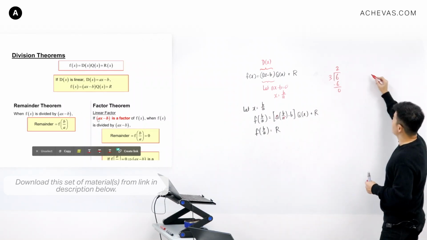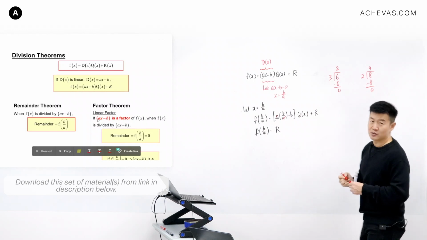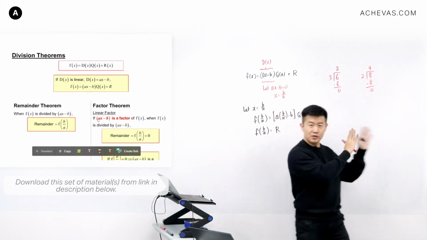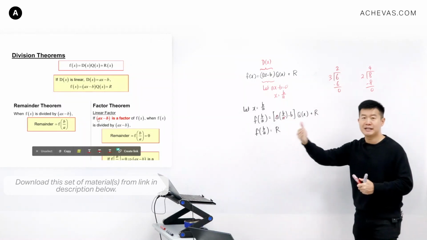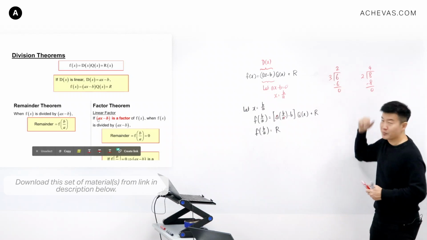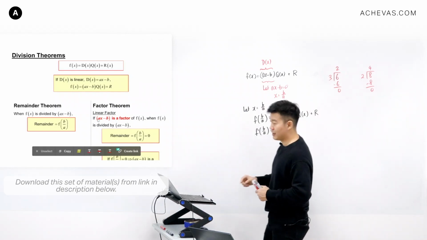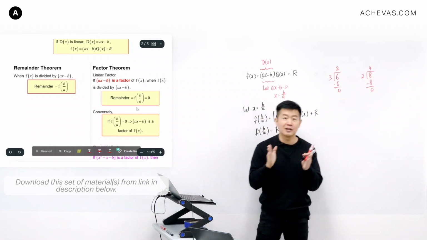Let me give you another scenario. Let's say I have 8 divided by 2. So we have a 4, then this will be 8 minus 8, which is 0. So what is in common between these two? The remainder will be 0, which means that if we are dividing something by its factor, then we will be expecting 0 to be the remainder. It is this that I'm trying to mention here in the factor theorem.